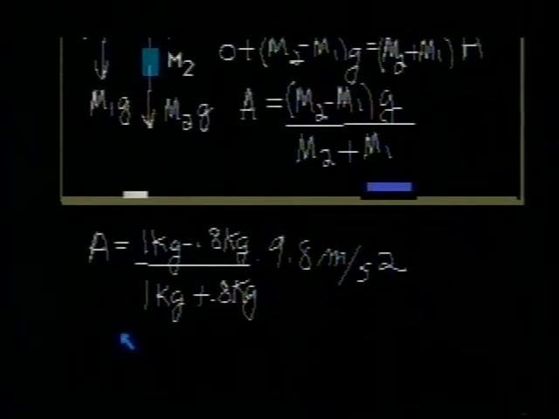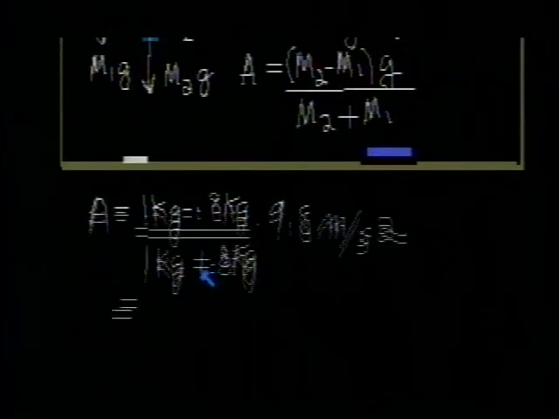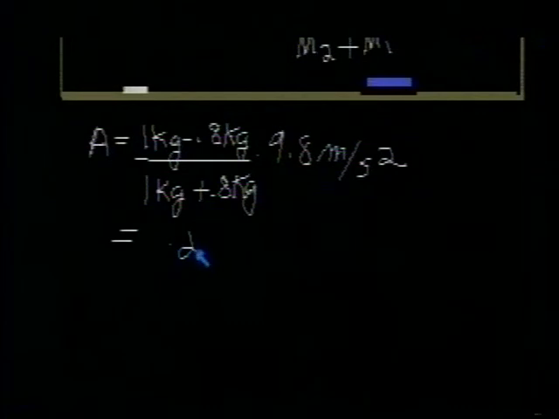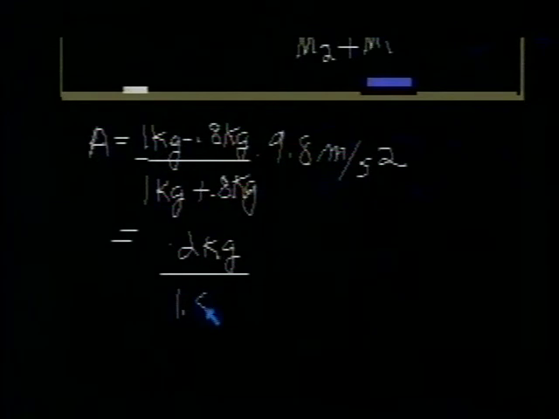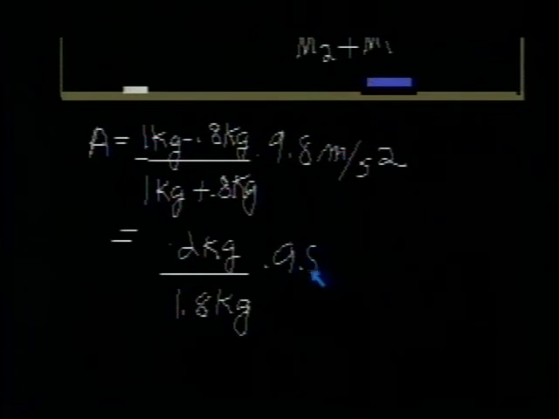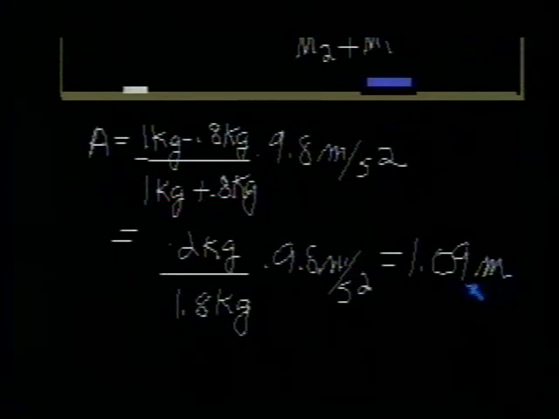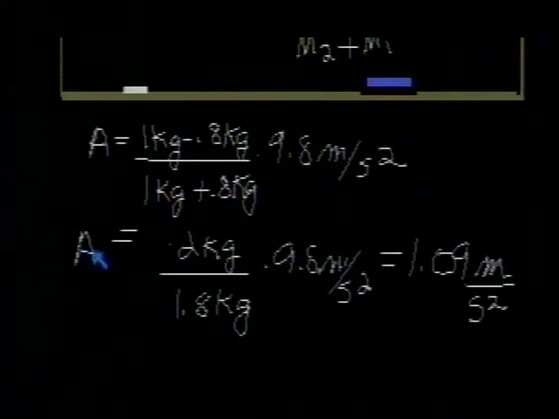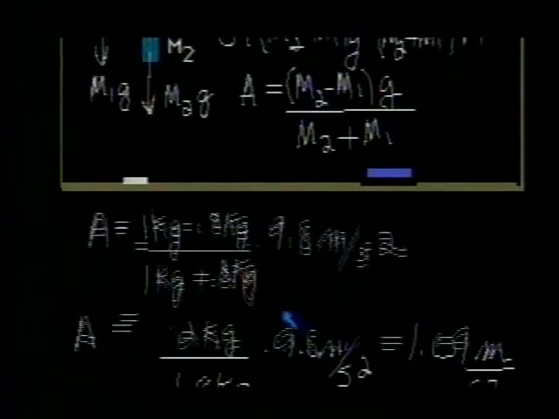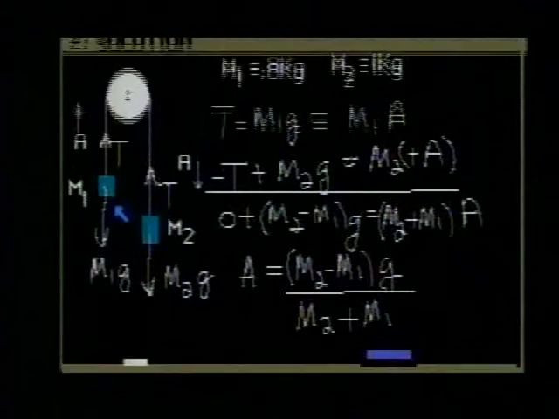This then in the numerator is 0.2 kilograms, in the denominator 1.8 kilograms, times 9.8 meters per second squared turns out to be 1.09 rounded to 3 significant figures meters per second squared as the acceleration of our system. So mass M1 accelerates upwards with that acceleration, M2 accelerates downwards.